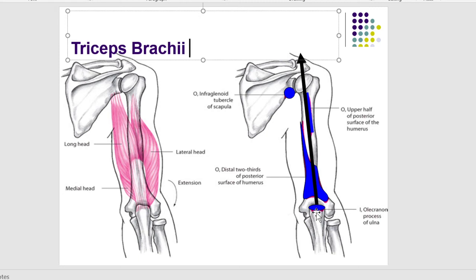So, length-tension relationship: the triceps muscle will become efficient in extending the elbow if you position the shoulder in flexion. When the shoulder is flexed, especially at 90 degrees, your triceps could extend the elbow efficiently because, again, it is already in a lengthened position, and it produces a maximum tension.